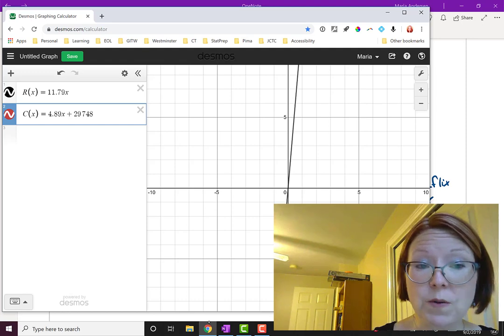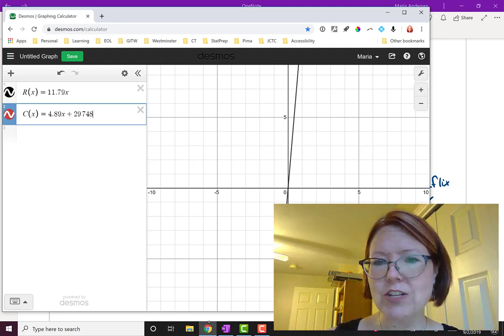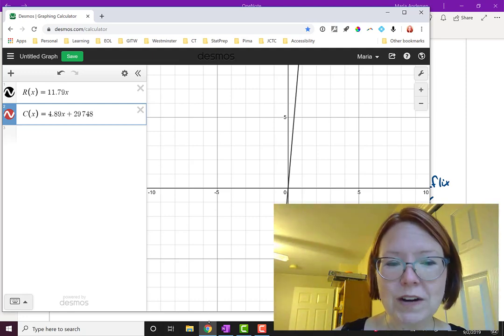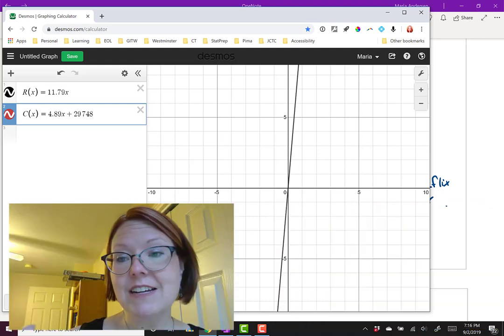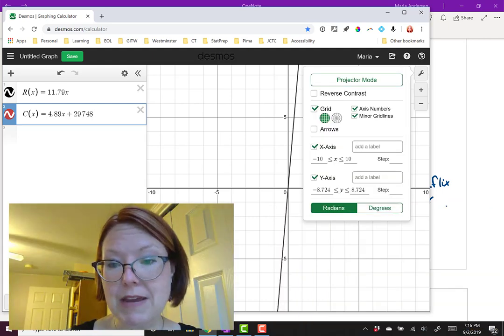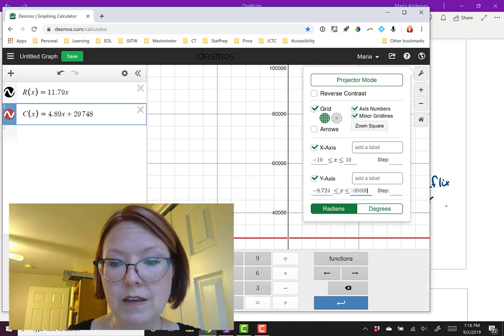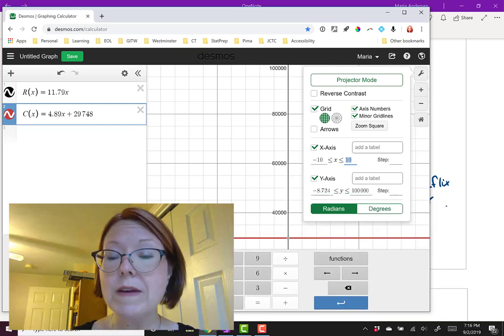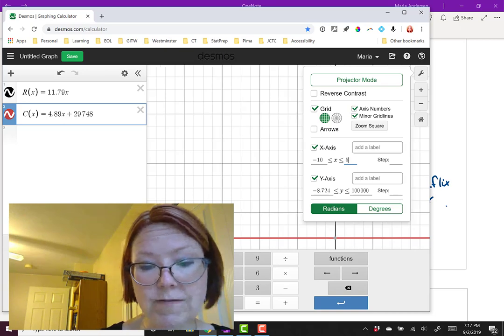Let's double check that with technology. I've written the two equations in Desmos, and now I need to zoom out to see what these equations really look like. In particular, I know that my costs start at 29,748, which is a big y-axis. Let's open the wrench menu and make an adjustment to the y-axis. Let's maybe go up to 100,000. Now on the x-axis, we're expecting to see the two graphs cross when we get to something like 4,300, so let's go up to 5,000.